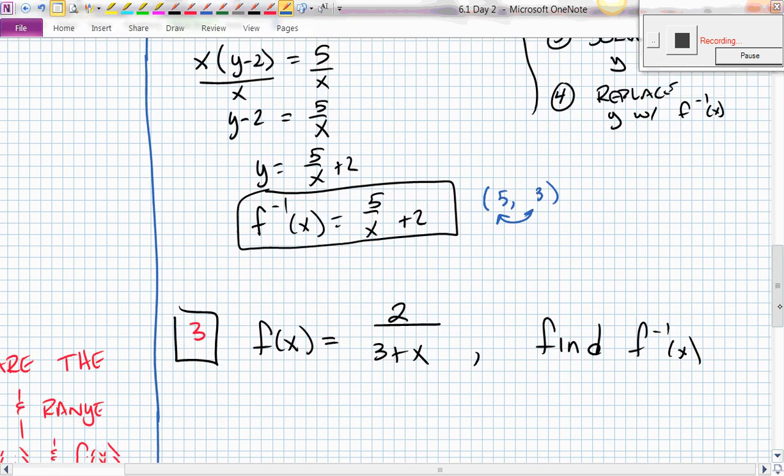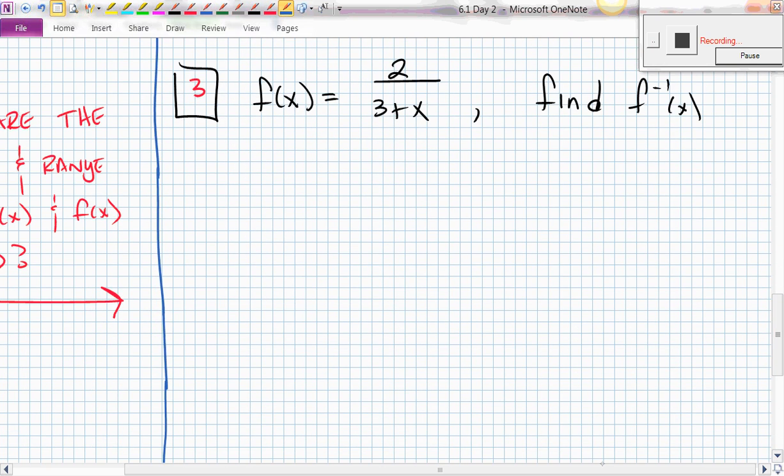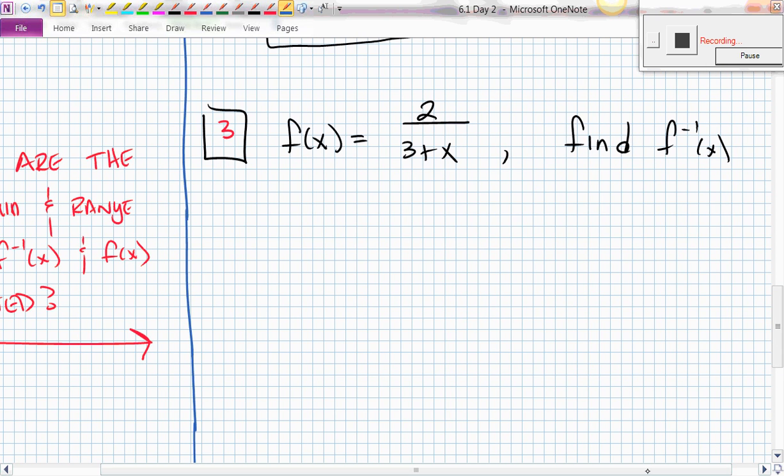All right, so last one is a you try. I would like you to try and find the inverse. Okay, Daniel, what did you get for the f inverse? f inverse of x is equal to 2 over x minus 3.